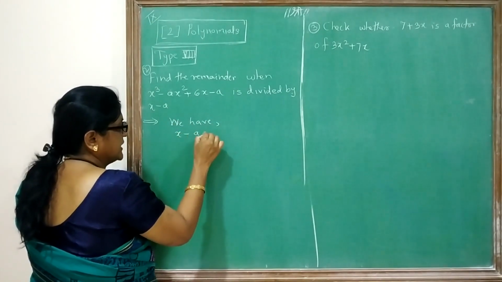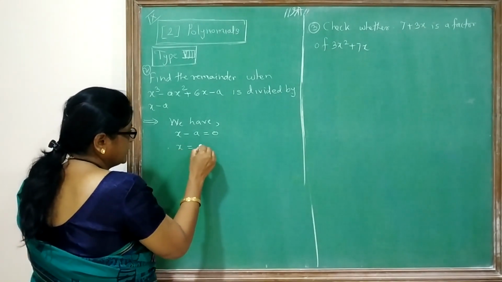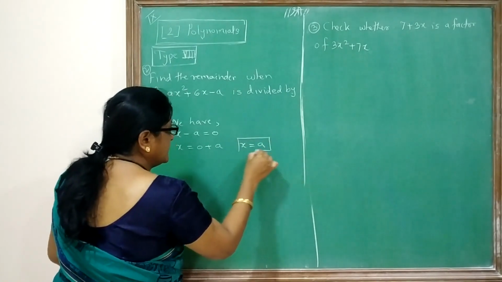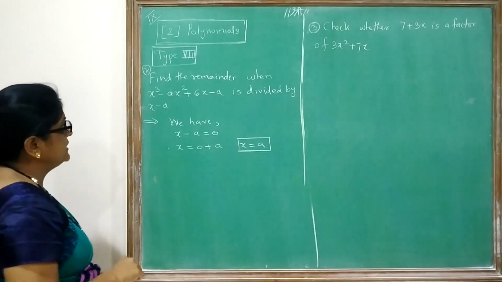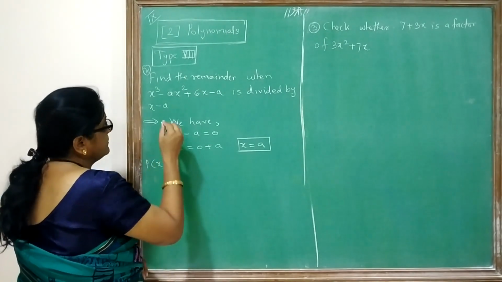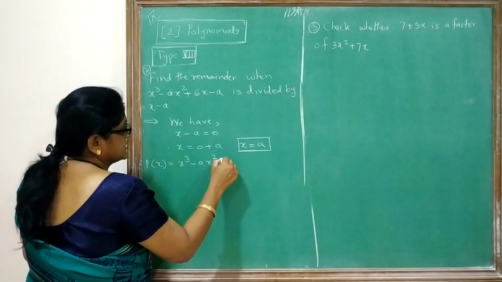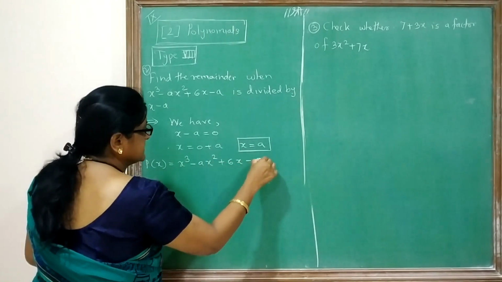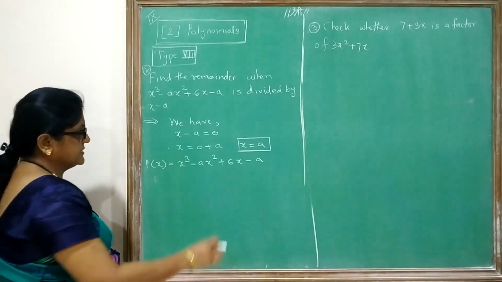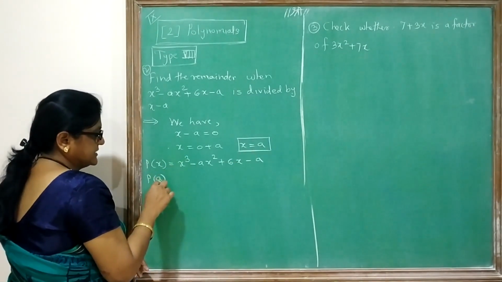First you will write x minus a equal to 0, and therefore x equals 0 plus a. So what is your x value? The x value is a. Then you will write p of x. What is your p of x? x cube minus a x square plus 6x minus a. What is the value of x? x is a, so you put in x equals a.